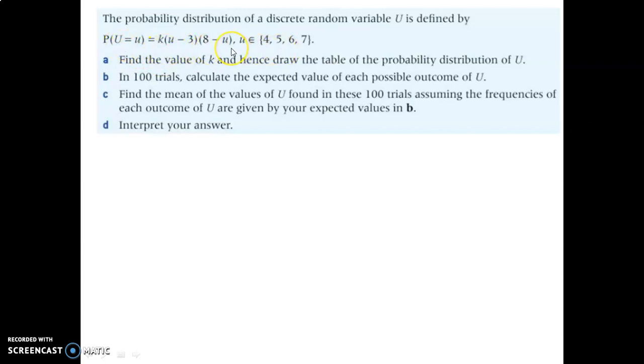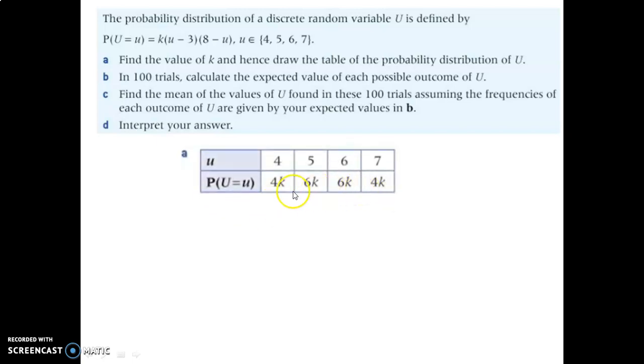As you remember from the last lesson, you can use a function to produce all the possible probabilities that a random variable can take. So in this case, we are told that u is an element of this set. So you can only use these four discrete values, plug them in here, and those will then generate four probabilities, one for each of these. So create that table of probabilities, and this table at first will have the letter k for every probability value.